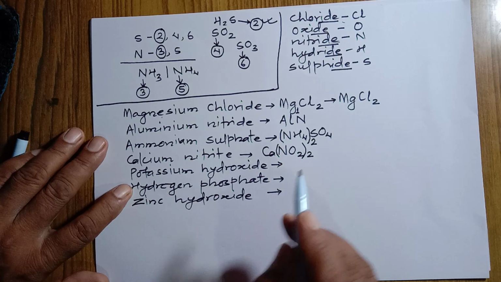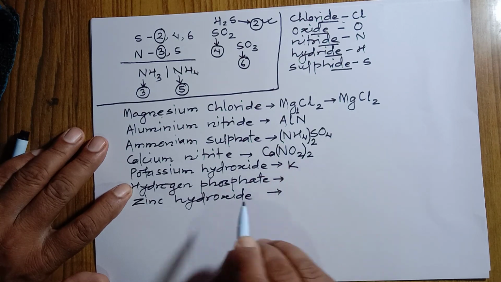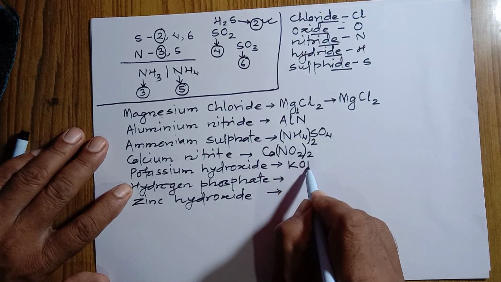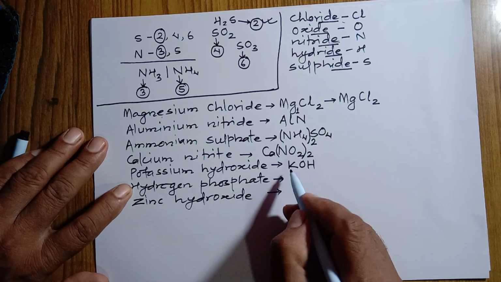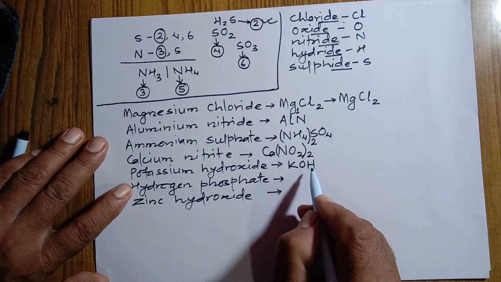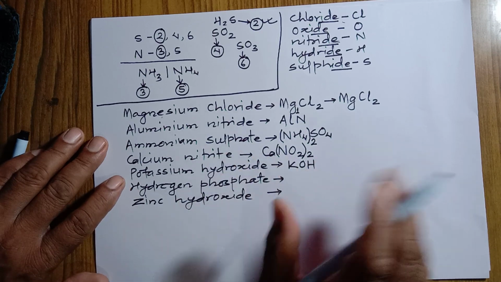Okay, now potassium hydroxide. Potassium symbol K, hydroxide formula OH. Potassium valency 1, hydroxide valency 1, equal valency, no exchange.